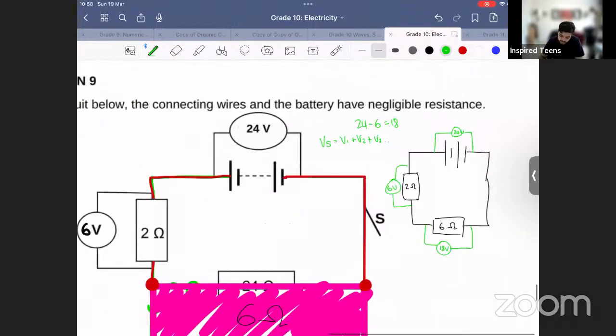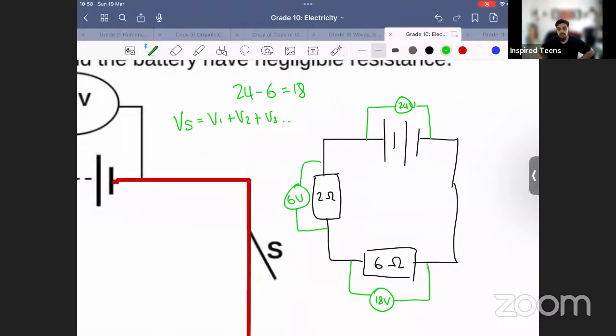Okay, so I hope this makes sense. Electricity is one of those sections that can really get confusing, and sometimes it takes repetition and practice to get it. And finally, it will click. So even if you need to rewatch the videos, do so, because I have a term test on Friday.